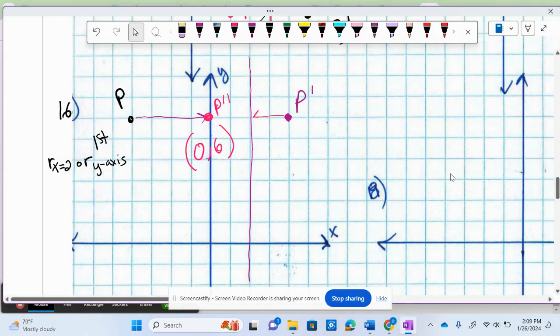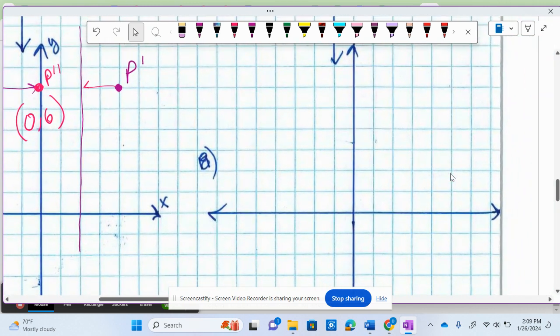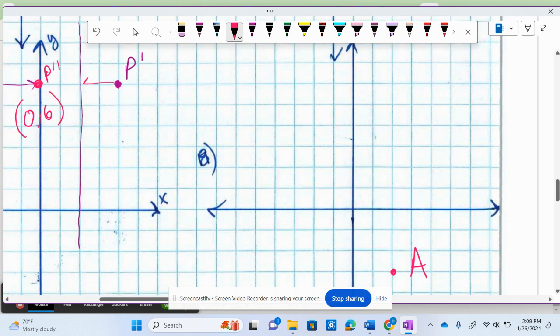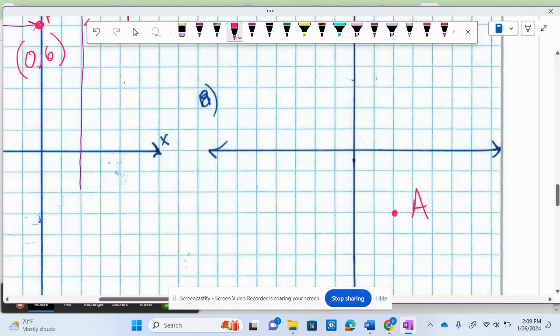Okay, let's do number 18. We're starting with the point 2, -3. That's point A. It asks, what are the coordinates of A prime after we do a capital R 90 degrees composed with a little r in the y-axis? So what do you want to do first?